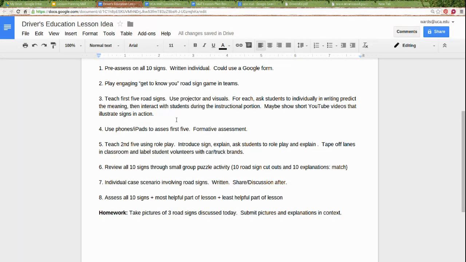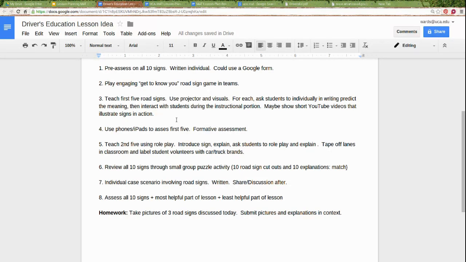And for the first 5, we decided we would use a projector and a screen, like a smart board. We would show the road sign, and we would ask students to individually, in writing, predict the meaning. So do you know what this is? Do you know what it means? And we would have them write down answers. And then we would ask some students to say, all right, well, what did you answer?